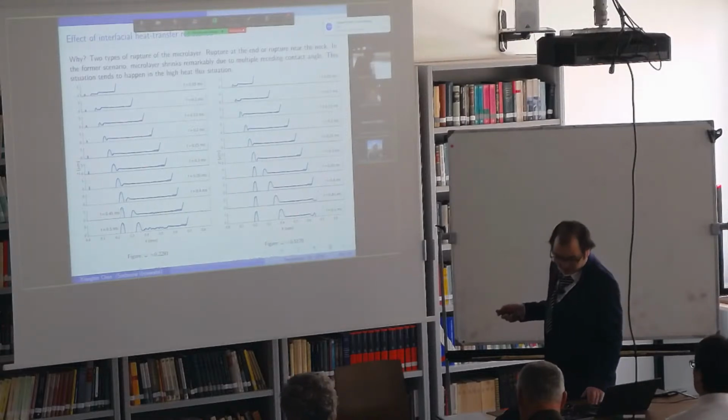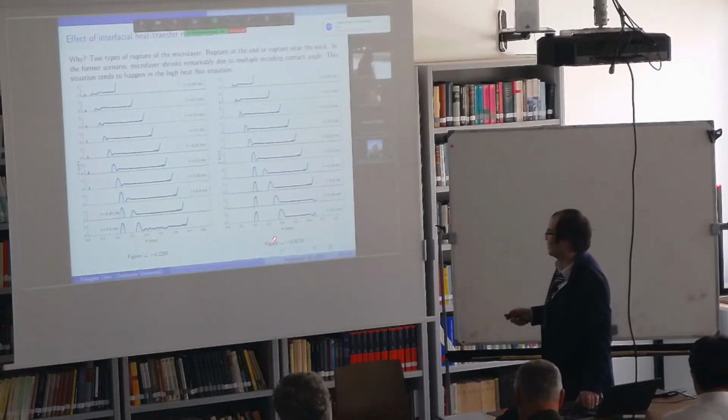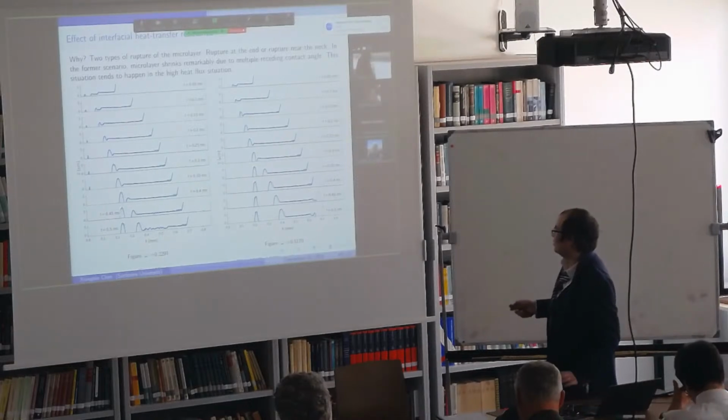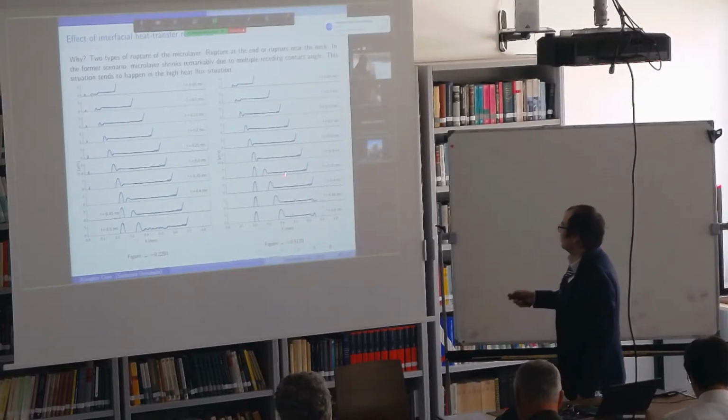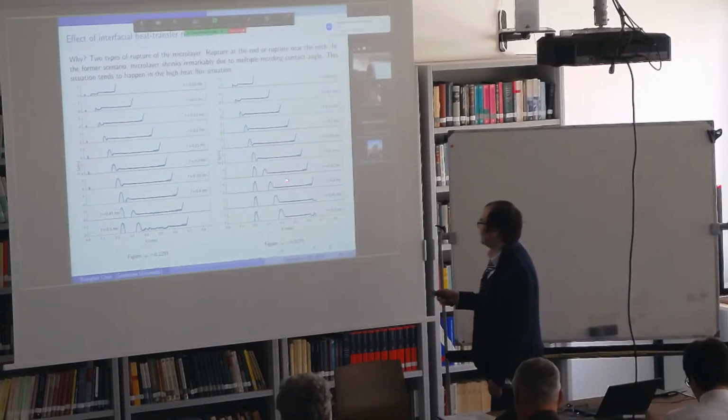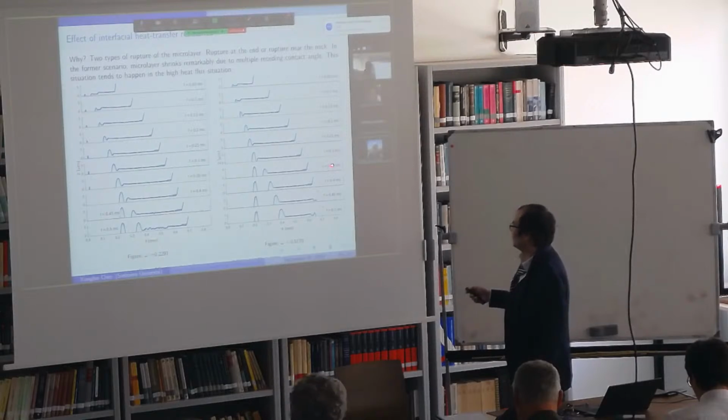Here is the microlayer change at different omega. I will take one for example. In this right figure, we actually have this microlayer at first continuous, and then at time 0.35.